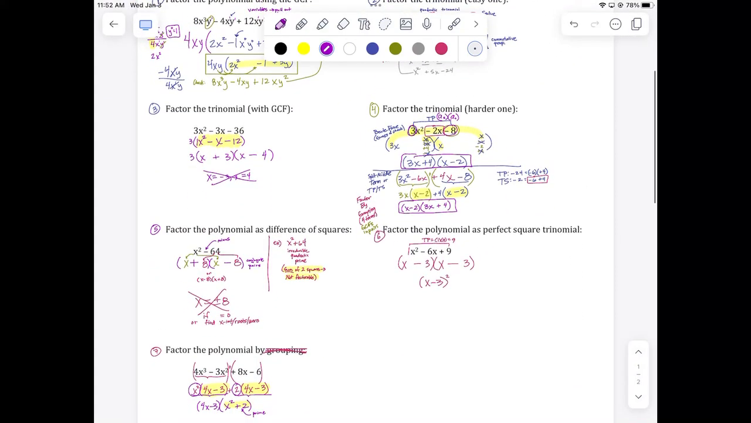So if you want to now do the HWQ that is associated with this, I activated it at the beginning of class. It's ready to go. Any questions? Yes.